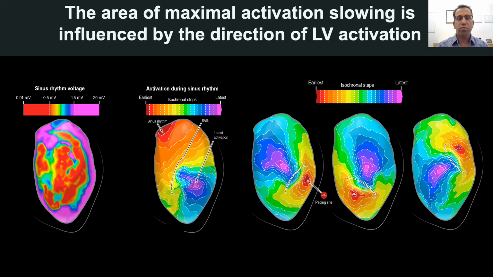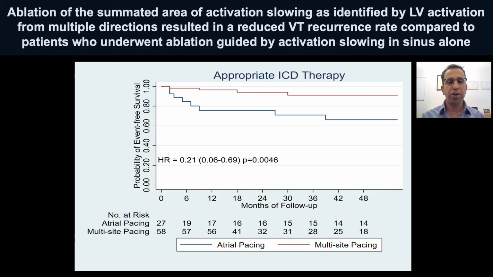This is the central illustration. It shows that the area of maximal activation slowing is dynamic, and it's influenced by the direction of LV activation. The area of maximal slowing will occur at the site where the wavefront first interacts with the infarct. So what are the implications for ablation? Ablation of the summated area of activation slowing as identified by LV activation from multiple directions resulted in a reduced VT recurrence rate compared to patients who underwent ablation guided by activation slowing in sinus rhythm alone.